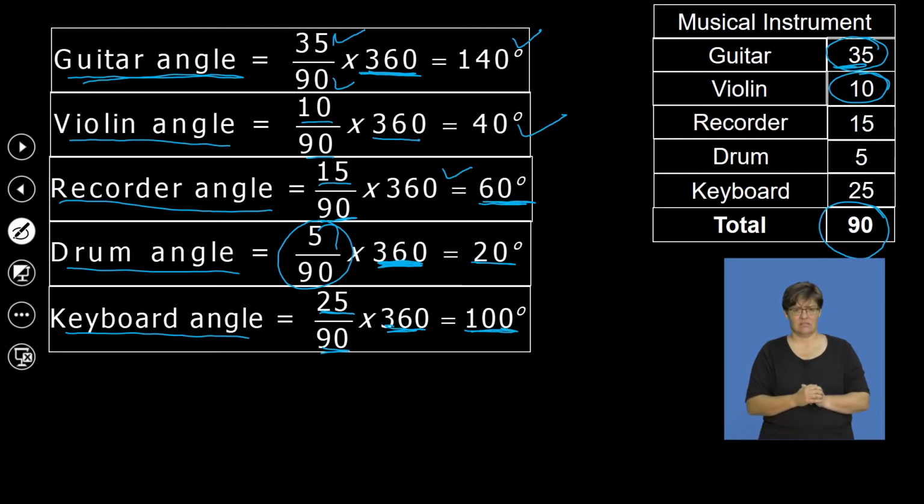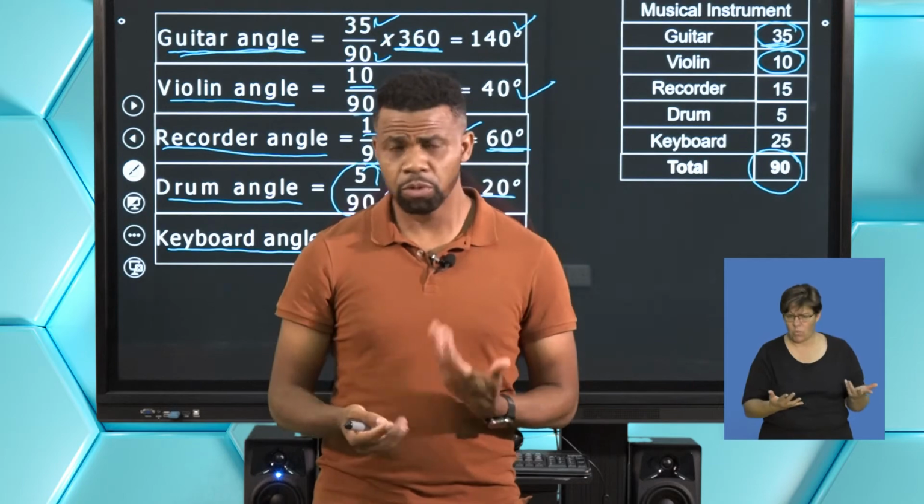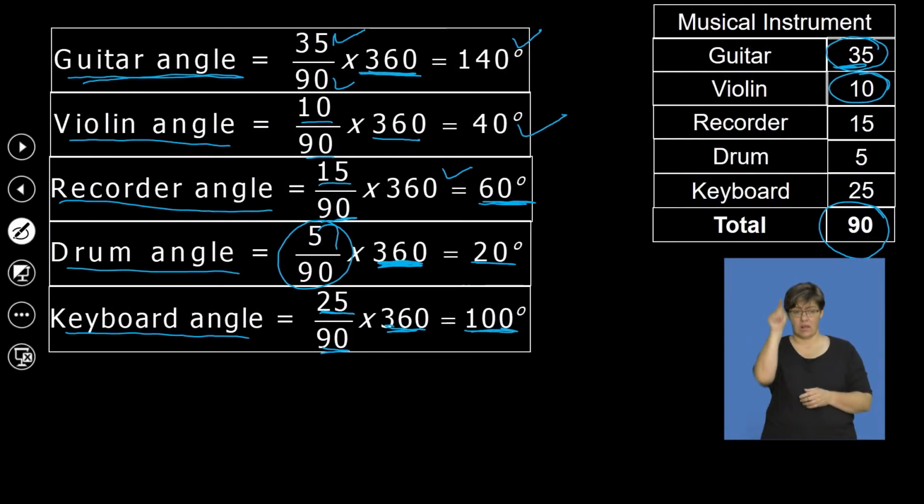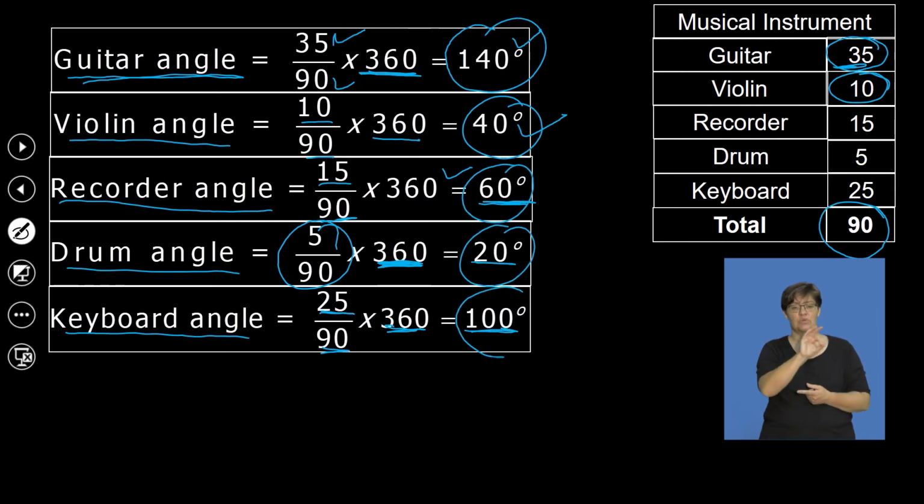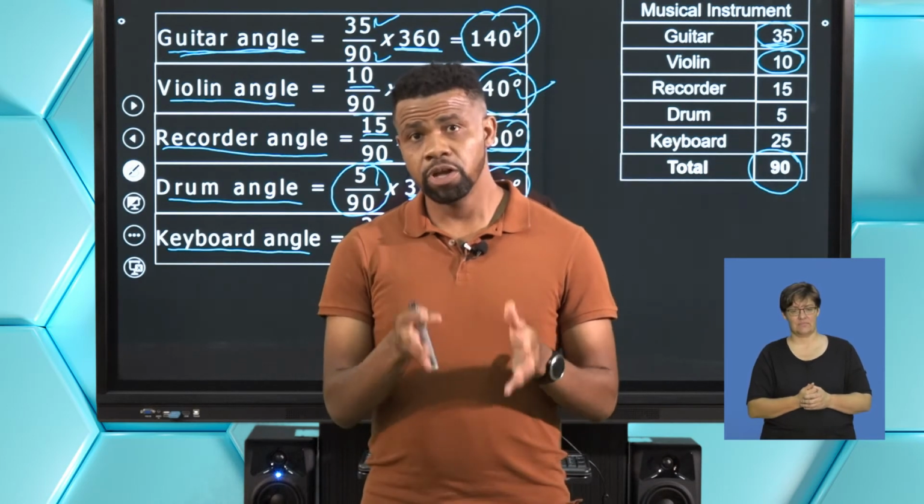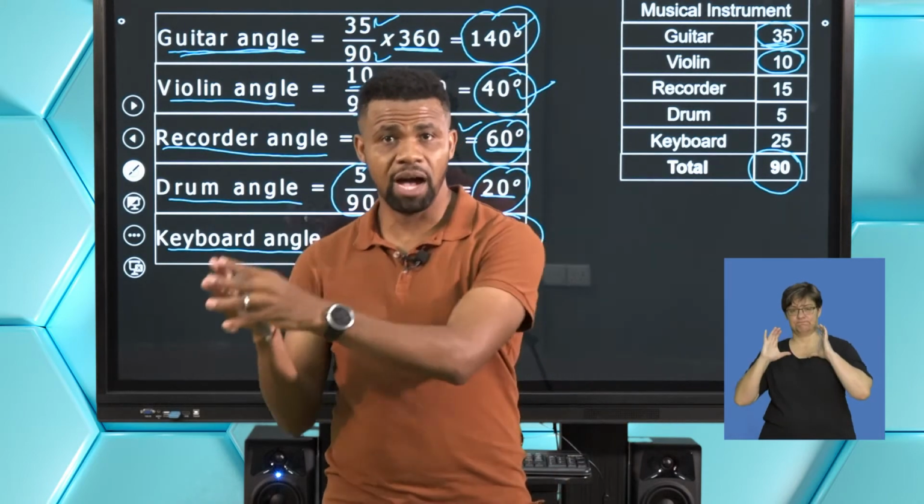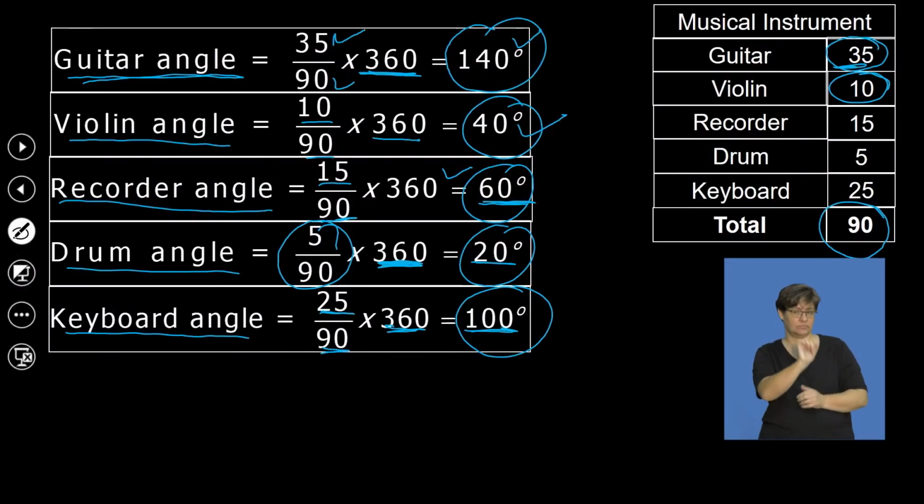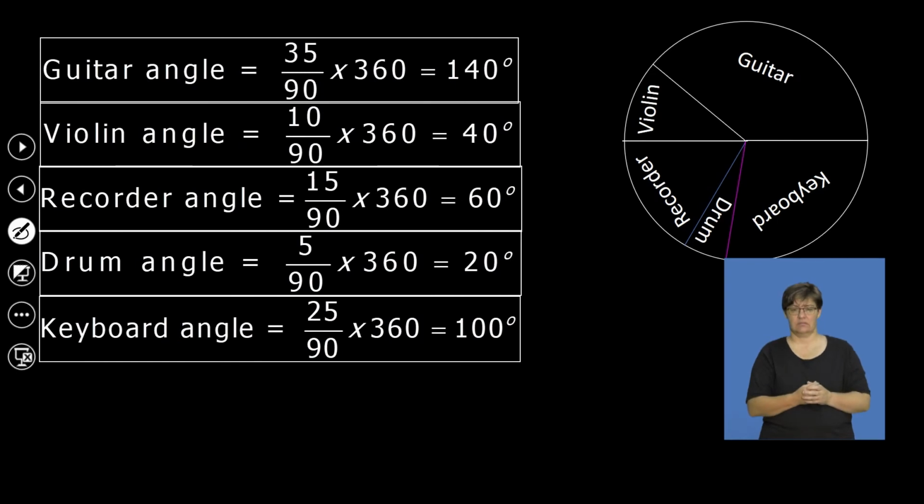Okay. Now, how do you check you're correct? What you can do is all these angles, that plus that plus that plus that, should add up to 360 degrees. Okay. Now we have all the angles. Now we have to draw our pie chart. Let's look at our pie chart. So our angles, 140 for guitar, violin 40, recorder 60, drum 20 degrees, 100.